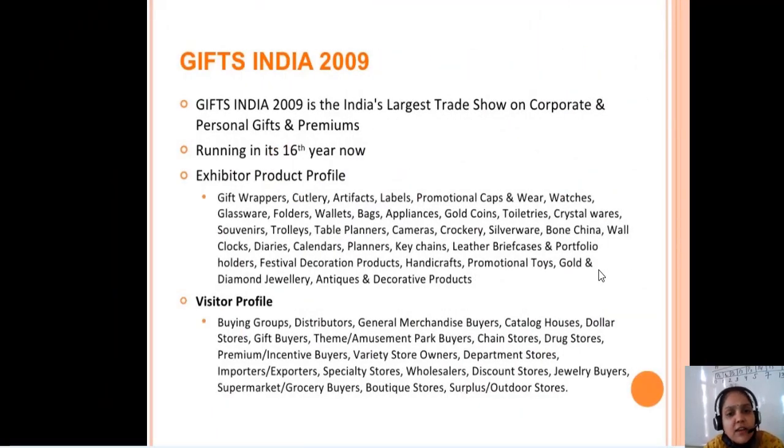Gifts India 2009. So Gifts India 2009 is the largest trade show on corporate and personal gift premiums, as we can say. And it has been running for 16 years and is running till now also. Okay, so it has exhibitor products, you see so many products in terms of the exhibition. And the visitor profile, like who can visit their exhibition: merchants, catalog houses, dollar stores, gift buyers, buying groups. These are the visitor profiles that they have so far.